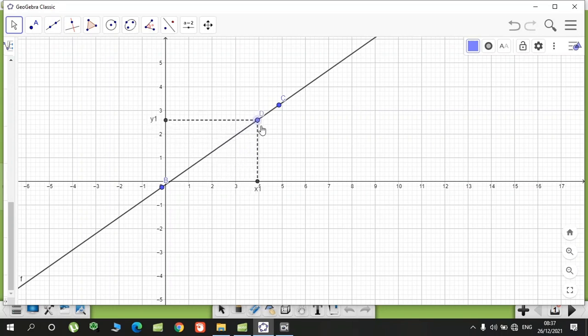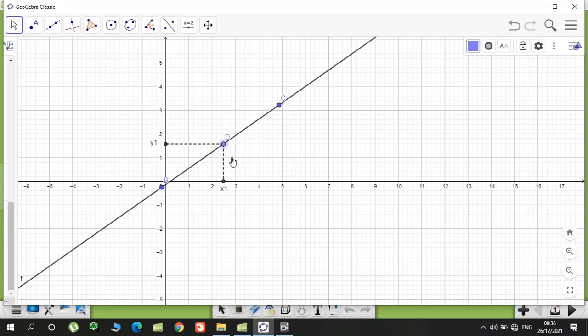Now let's think about this point D. You can move any point on the line. So for any x value, I'm going to get a y value. For example, when x is 3, y is 2. When x is 4, y has another value. So when you move the x value, you will see y values change relative to the x one.